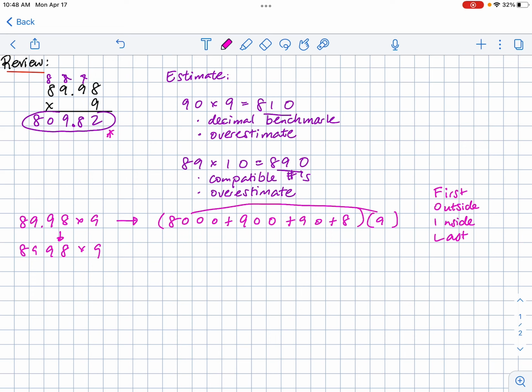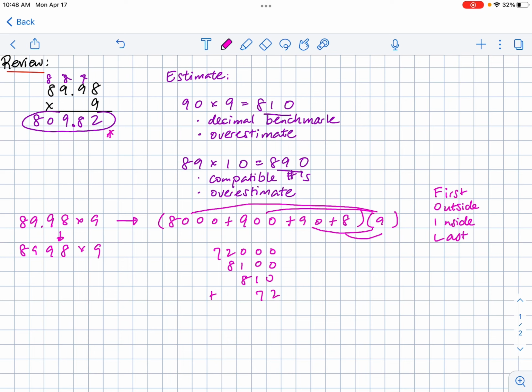So you're going to do first, which is 8,000 times 9, which is 72,000. And then you do the next one, outside, which is 900 times 9, which is 8,100. And then you do 90 times 9, which is 810. And then you do 8 times 9, which is 72.